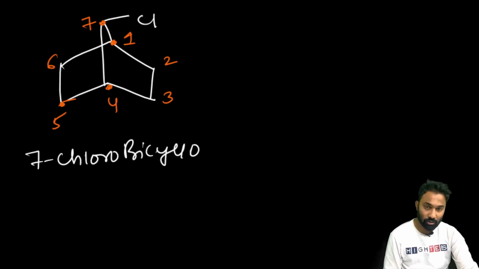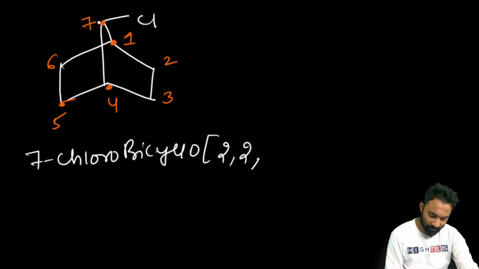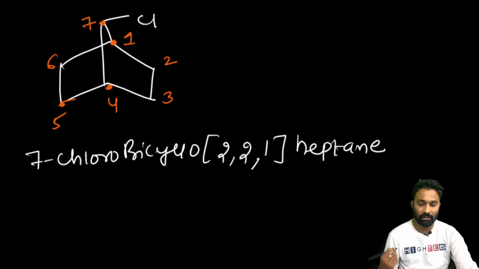bicyclo 2, 2, and in between the bridged carbons 1 carbon is there, right? So 7 chloro bicyclo 2, 2, 1 heptane. Clear? Now this is the IUPAC name for this compound. Done. Next, let's suppose they have given it in this manner.